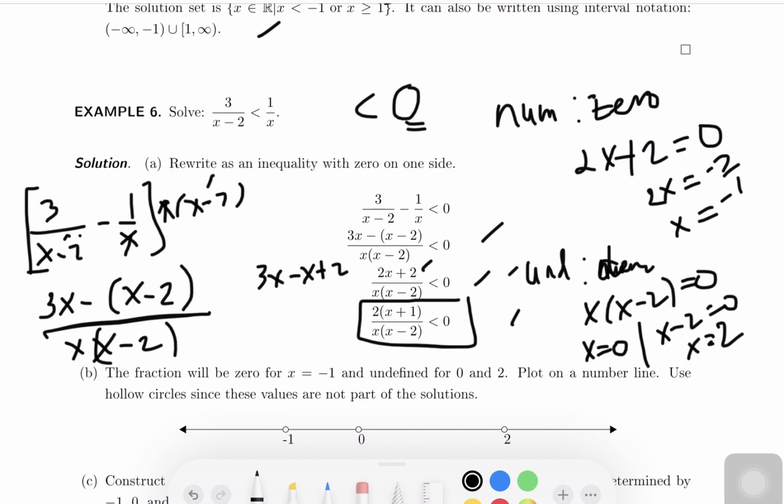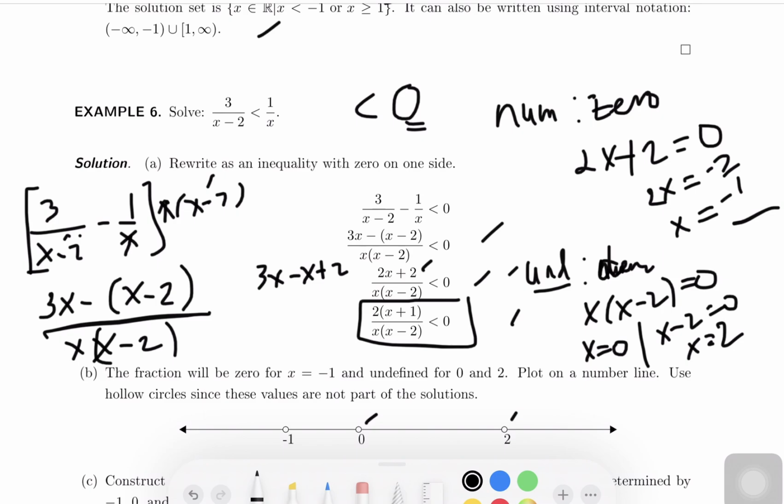So we have two results for the denominator, the values that make it undefined. So in short, we have three numbers: negative 1, 0, and 2. So arrange them. The smallest is negative 1, then 0, and 2. The 0 and 2 are on the denominator. So that is why they are hollow. Always hollow when it is the denominator.